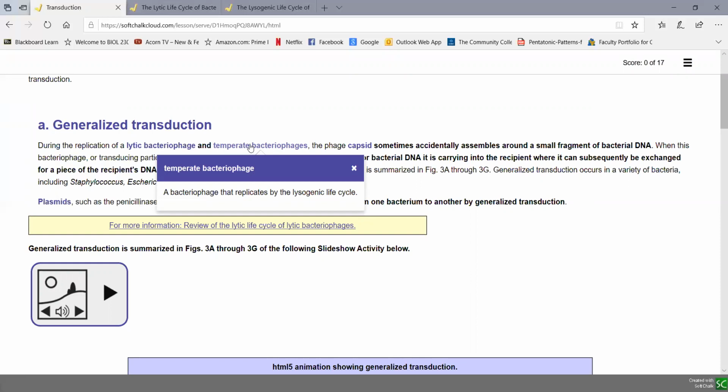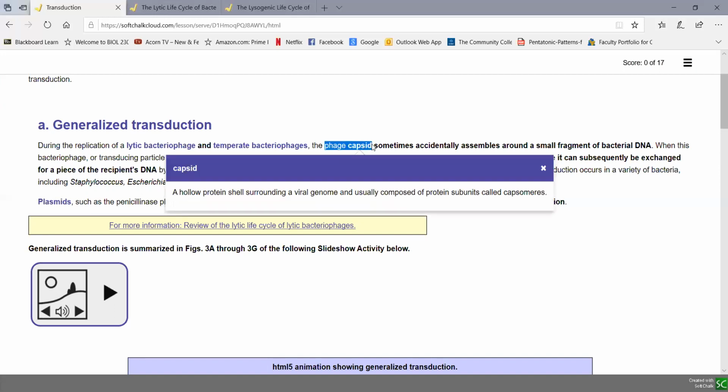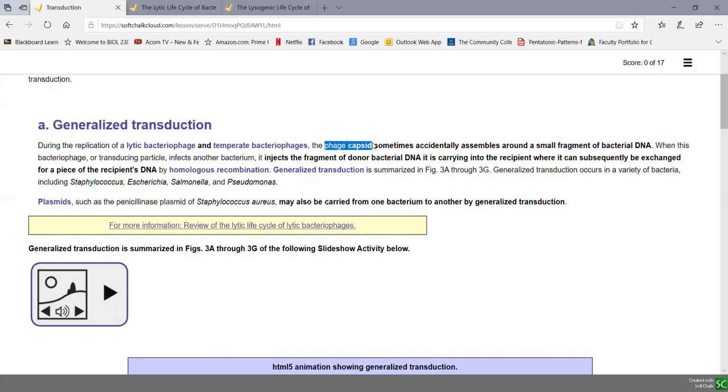during transduction. What happens during transduction is actually a mistake that occurs as the bacteriophage assembles after using the bacterium to make phage parts. Sometimes the capsid, which is the hollow protein shell that contains the genome of the bacteriophage, the virus, accidentally assembles around a small fragment of bacterial DNA rather than around a viral genome. It can also assemble around a plasmid sometimes instead of around a viral genome.